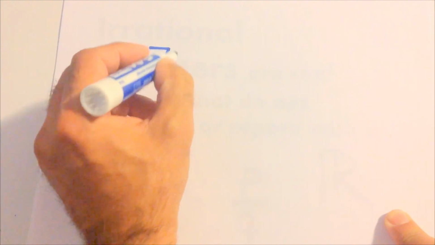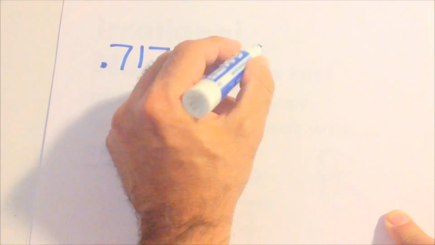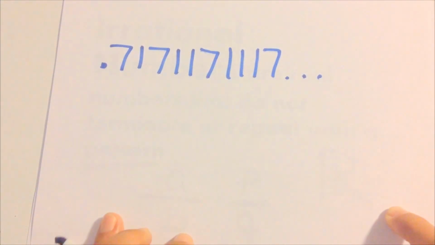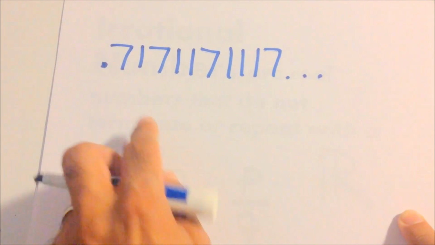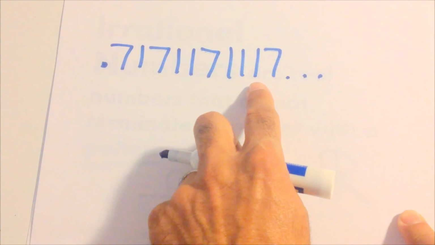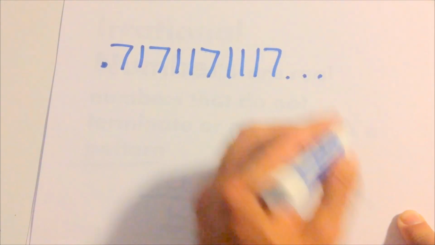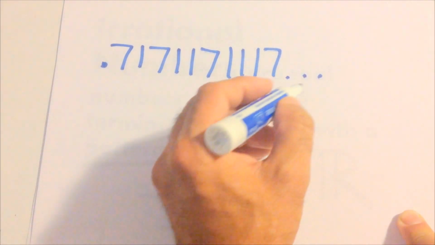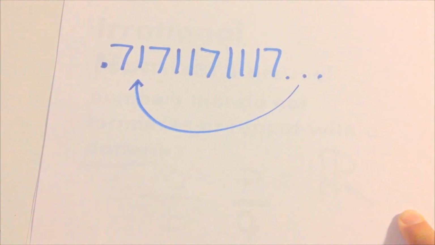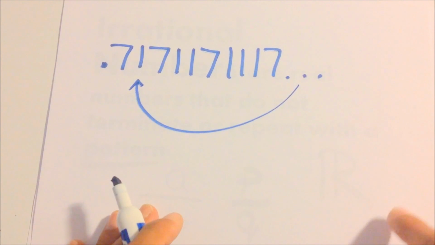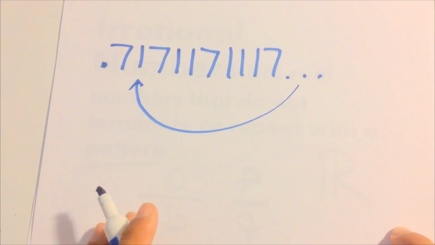So let's use an example here. We've done this before in previous videos. If I had 0.717, 117, 1117 with that ellipsis, there's no pattern here. It seems like there's a pattern. It seems like you're thinking the next number will be 1111. That may be true, but it doesn't repeat. In other words, it doesn't go back to just a single one. Since this doesn't repeat with a pattern, this is irrational.